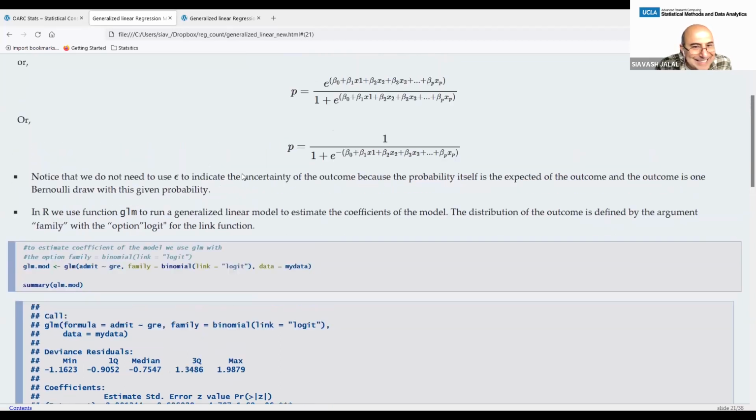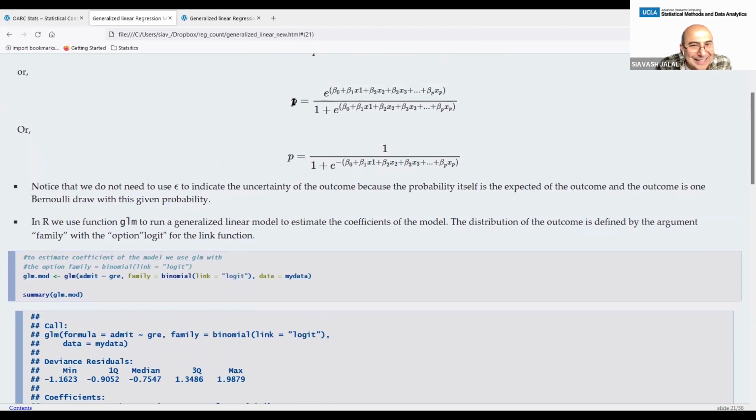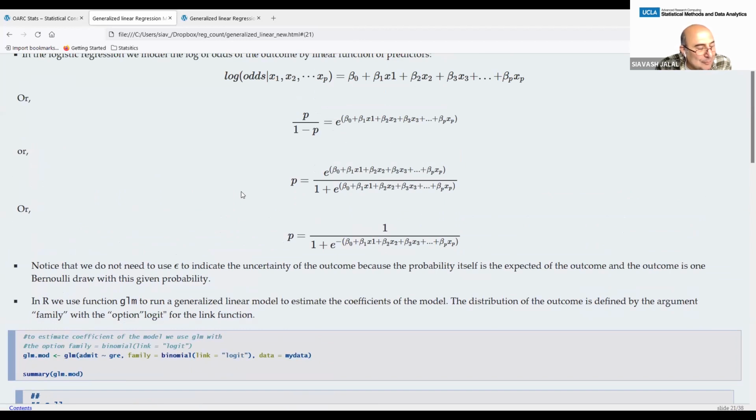As you notice here, we don't need sigma, right? The probability mass function gives us the variability, the randomness. The randomness comes from there, so we don't have any error term. Sometimes in some models, maybe people want to add another extra variation, but here we don't need it.